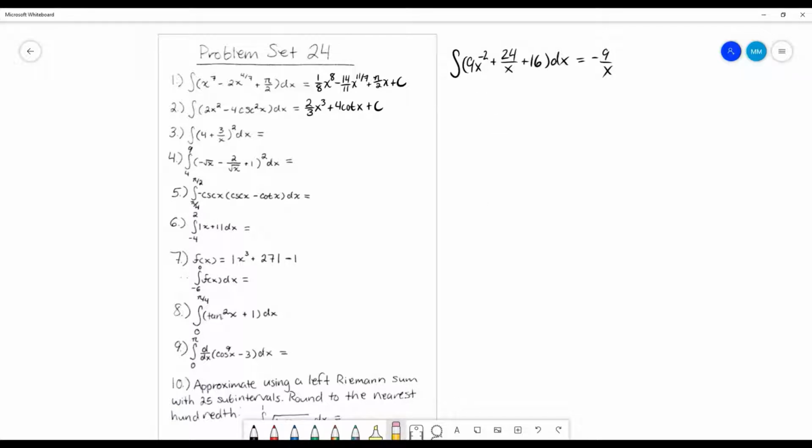And then our next piece, we can't consider it the same way because that would end up getting us an x to the power of 0, which is just 1, and that doesn't make sense. So instead we have to recognize that 1 over x is the derivative of natural log of x. It's just something we need to memorize. And then of course this is a coefficient in front, so it's 24 times that. So the integral of this is going to be 24 natural log of x. And then the integral of 16 is just going to be 16x and plus c.